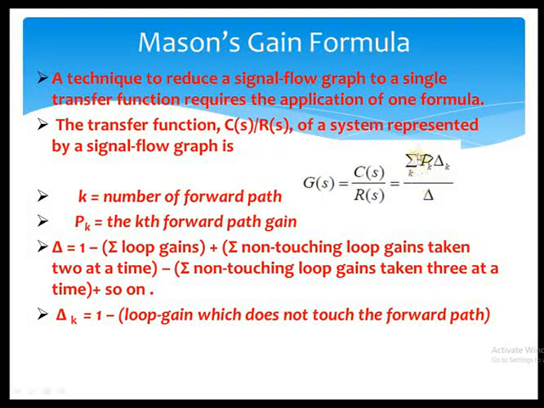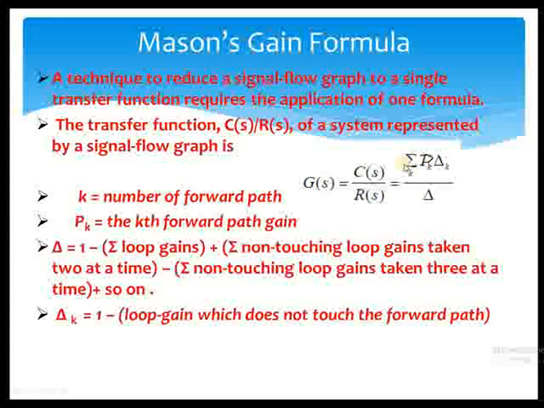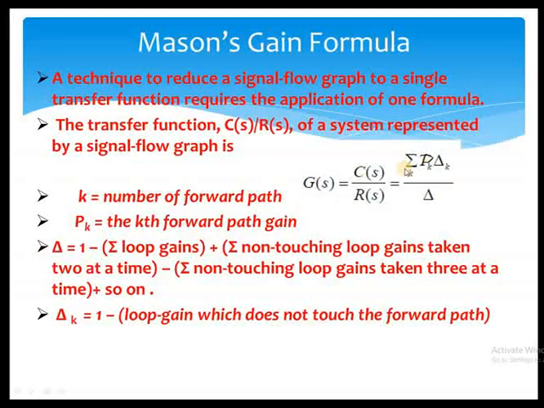If you are very clear with this equation, then it will be very useful and very easy to apply this Mason's gain formula for any type of question in competitive exams, whether it may be a block diagram representation or an SFG representation. For example, K equal to 3 means the numerator will consist of P1 delta 1 plus P2 delta 2 plus P3 delta 3, divided by the denominator which consists of the delta value.